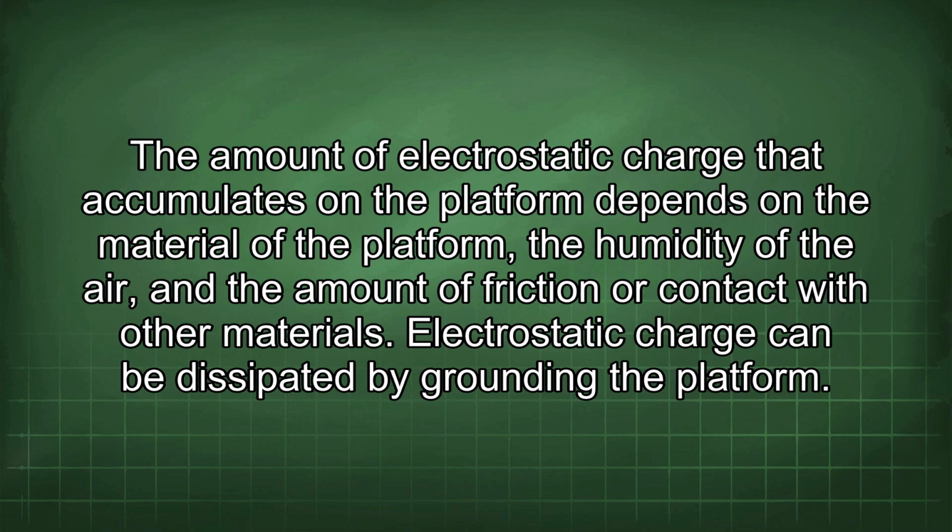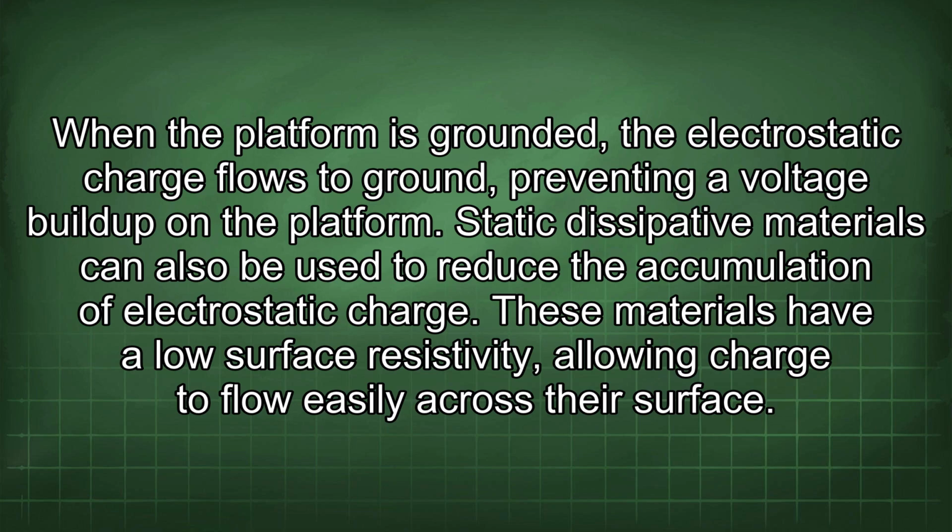materials. Electrostatic charge can be dissipated by grounding the platform. When the platform is grounded, the electrostatic charge flows to ground, preventing a voltage buildup on the platform. Static dissipative materials can also be used to reduce the accumulation of electrostatic charge. These materials have a low surface resistivity, allowing charge to flow easily across their surface.